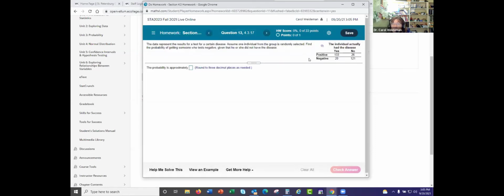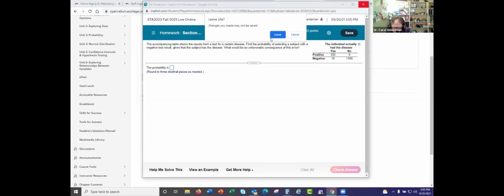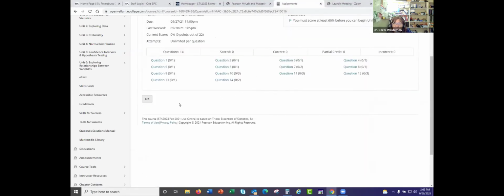The same thing here. Here's one about the positive and negative test results. Yep, that's it. So you don't have that many problems actually in your homework for this section. No StatCrunch. You don't need StatCrunch on this part of the unit. Next week we will use StatCrunch again, but this week you don't need it.